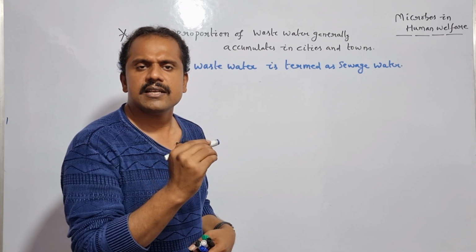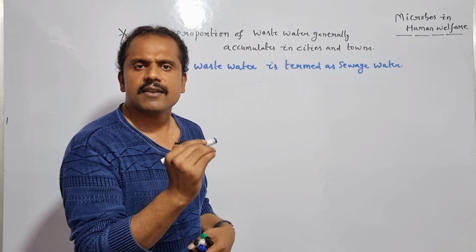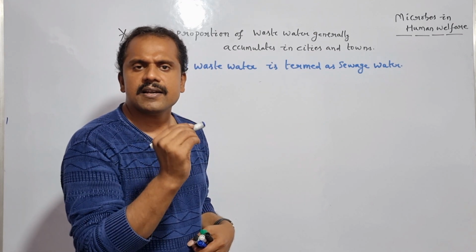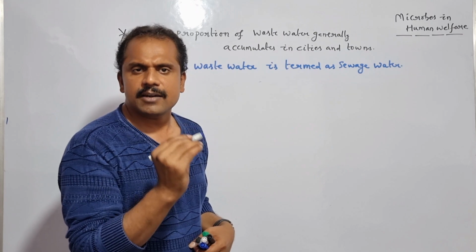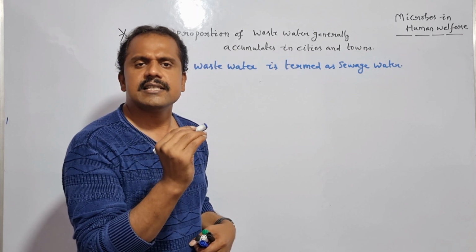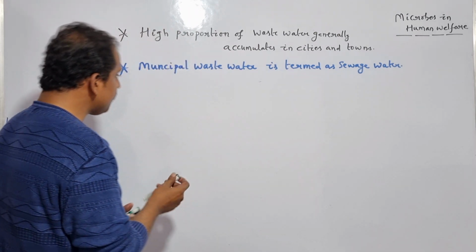So prior to the discharge of the sewage water into water bodies like rivers and streams, the sewage water is transported to the sewage treatment plant in order to regulate the sewage water treatment. Is it clear? So let me write it on the board.